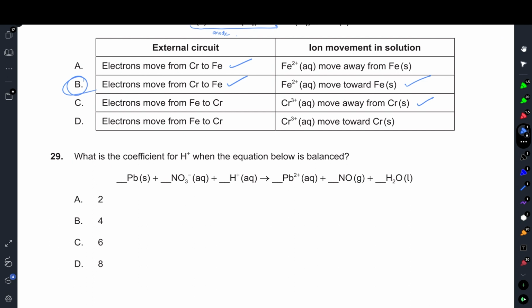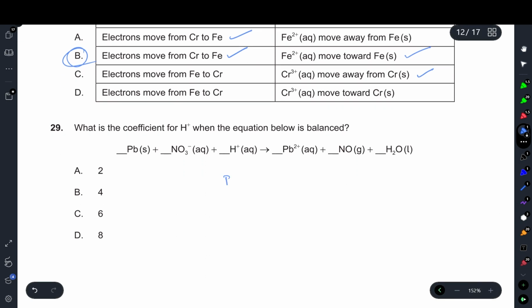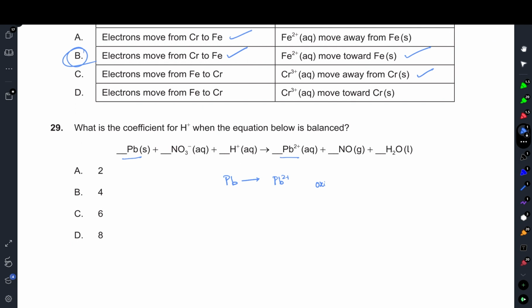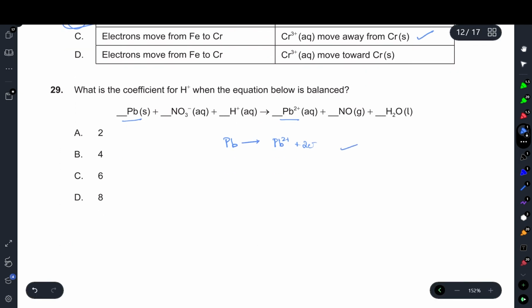Question number 29, what is the coefficient for H+ when the reaction equation below is balanced? So let's go ahead and split this up as per standard redox balancing procedures. So first let's take up elements. So this is our oxidation half equation. And let's go ahead and balance this out. So you need to just add 2 electrons on this side to balance the charge, because there's no oxygen, no hydrogen, nothing. So this is fine.